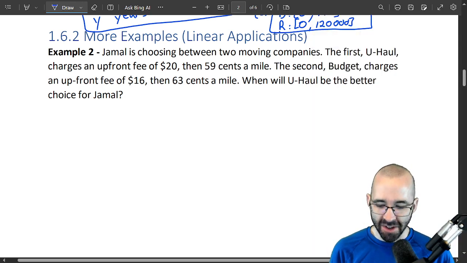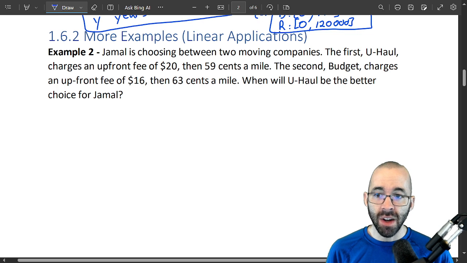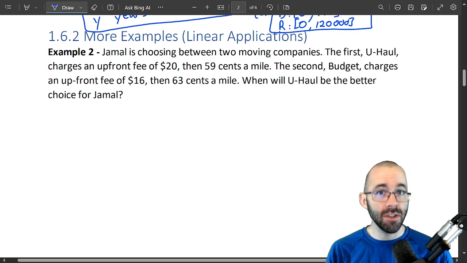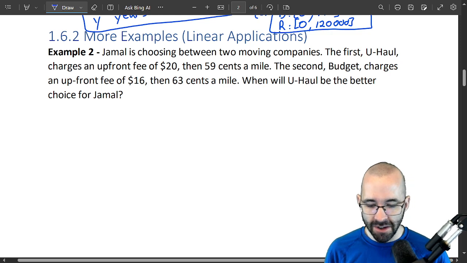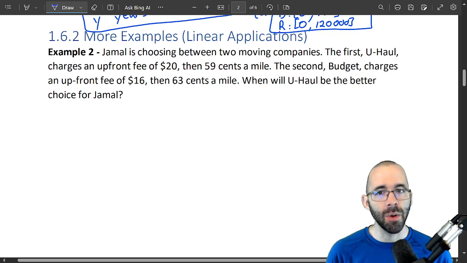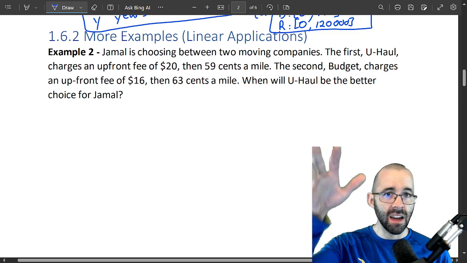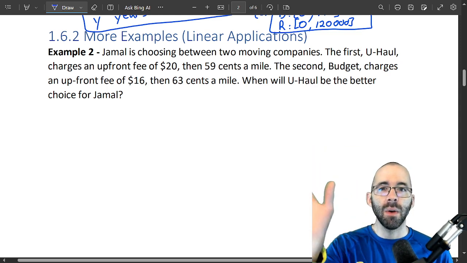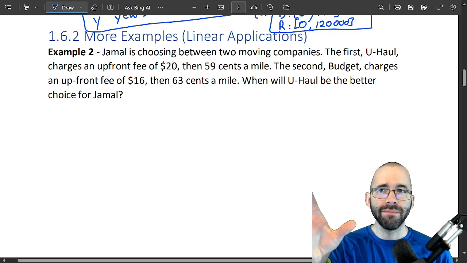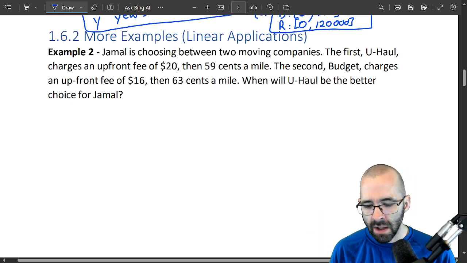Let's do some more examples on linear applications. If you're feeling bold, you can try this one now. Try this problem, pause the video, and see how you do. Otherwise, let's go through it together. I'm not going to use the official step-by-step method again, but I'm going to go through it with basically the same idea. So Jamal is choosing between two moving companies.